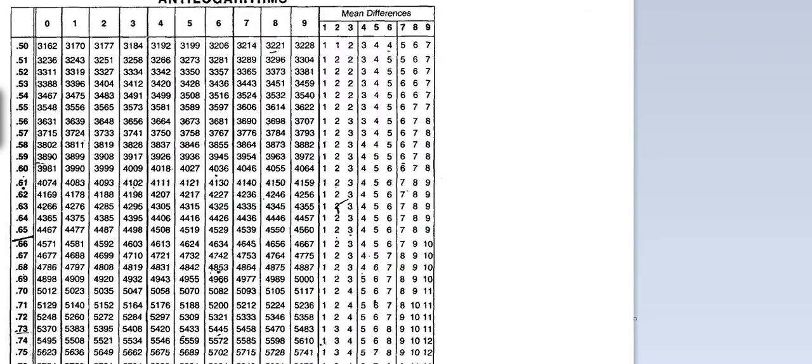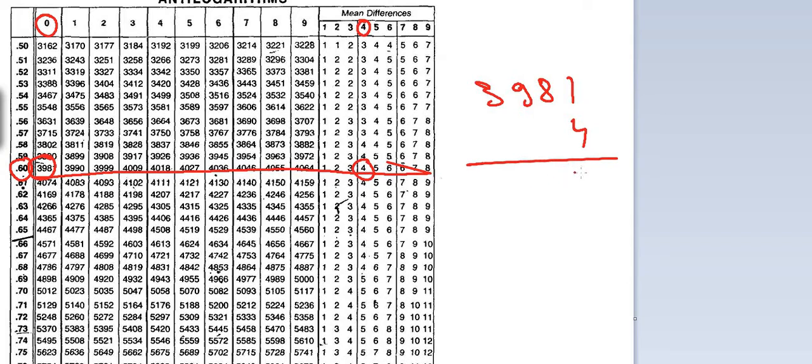Look at 0.600 and mean difference 4. Let us find their intersection. Now intersection with 0 is 3981, and mean difference for 4 is 4. So add 1 plus 4, 5, 8, 9, 3. So the mantissa is 3985. So the anti-log is 3985.